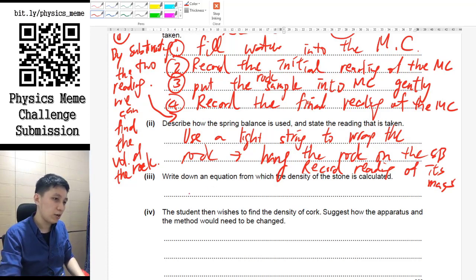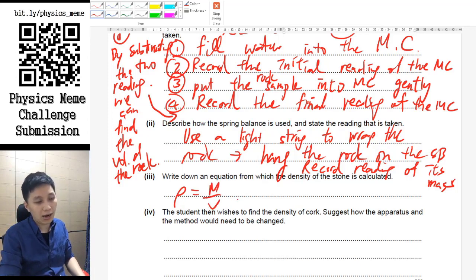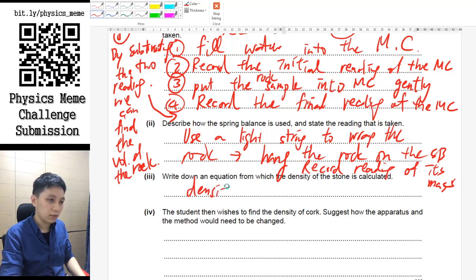Number three is asking you about how you can use the equation to calculate the density. So simply, I'll write down the word equation. In case you write this, I don't recommend it unless you say rho is density, m is mass, v is volume. But I think I would do it this way: density equals mass divided by volume.